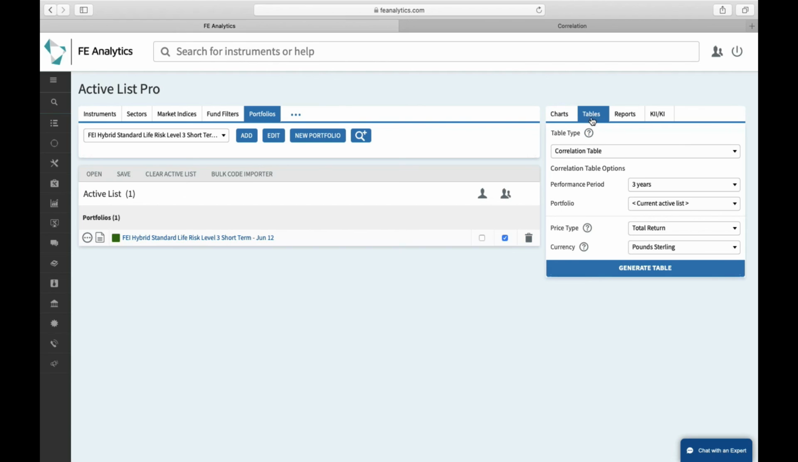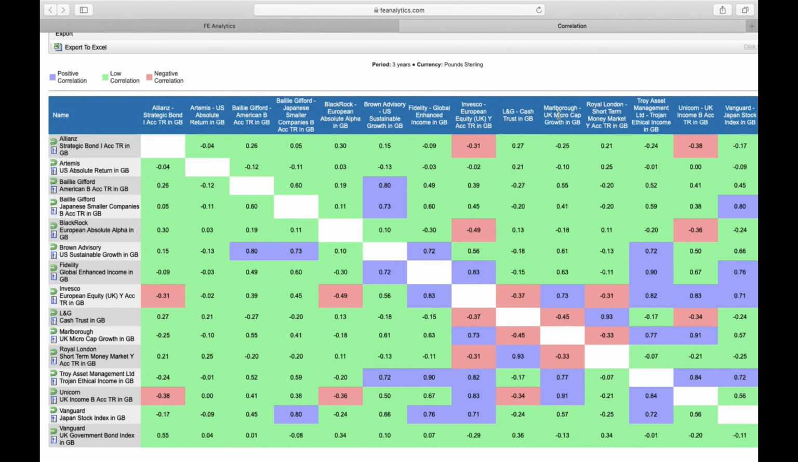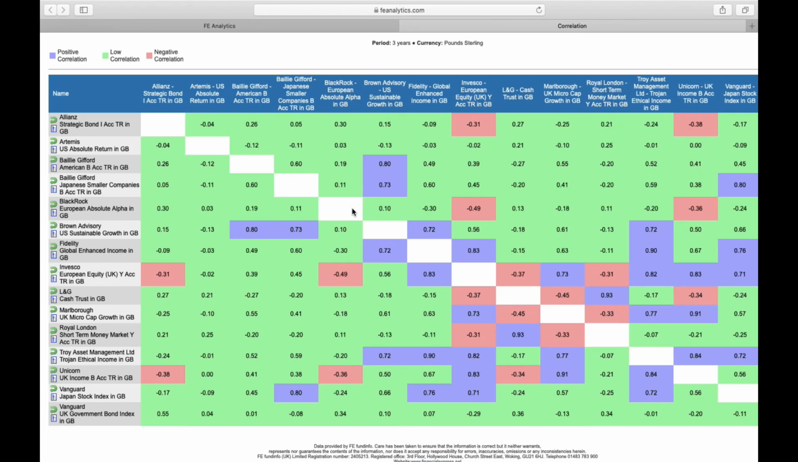If I go to the tables tab on the right, select correlation table, and select a particular period of time, when you're looking at correlation, 3 years is usually sufficient. Click on generate table and you'll get a nice little correlation table that basically pitches every fund against one another, all of the funds along the left, all the funds along the top. And again, it's looking at correlation. So anything positively correlated, anything that's behaving fairly similar to one another, anything above 0.7, is going to be blue. Anything exhibiting a low level of correlation against one another is going to be green, and anything negative is going to be red.